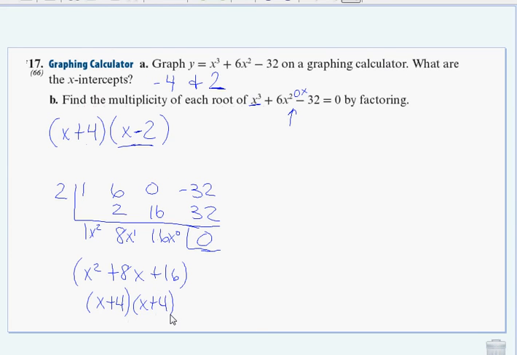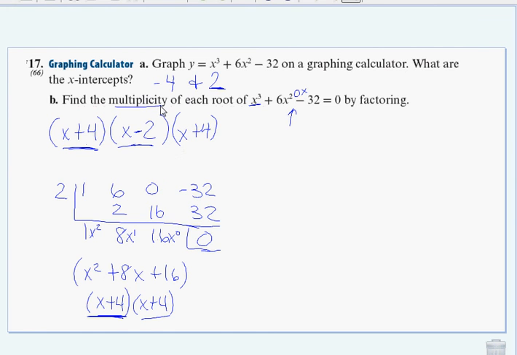I hope you guys see that, all right? Now, we're not surprised by this because we already knew that x plus 4 was one of the factors, right? All that this synthetic division stuff helped us do is find that missing factor. So now we know the other factor is x plus 4, okay?